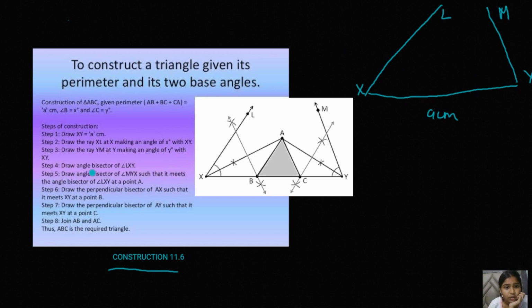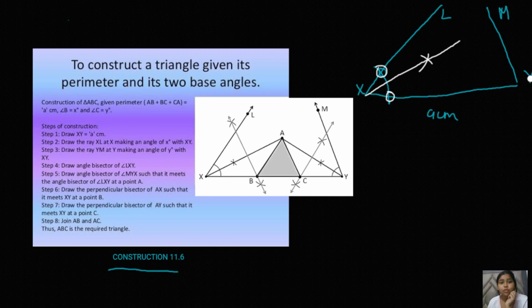Right, now draw the angle bisector of LXY. This is LXY. You have to draw the angle bisector. How will you draw the angle bisector? This is the particular angle. You have to take this point. Basically you put the pointer on this point and make an arc like this. Then put the pointer on this point and make an arc like this. Then you have to join this arc with the center like this.